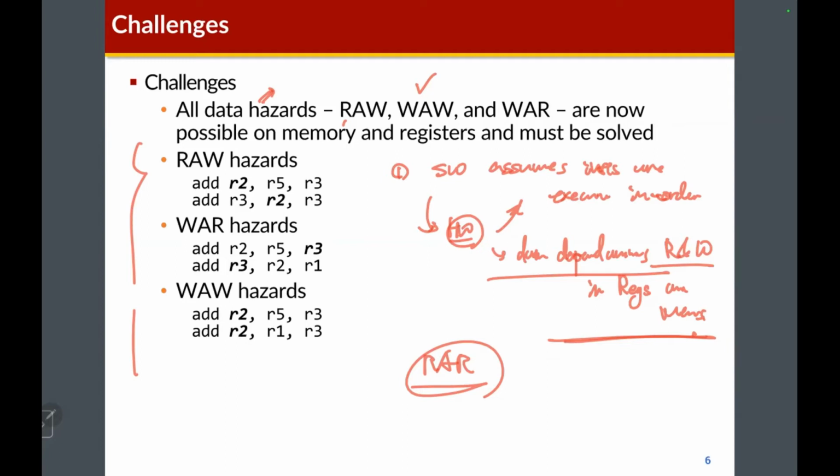So you need to consider these three types of hazard, including the RAW hazard. The RAW hazard is relatively simple, and it is called the true data dependency.